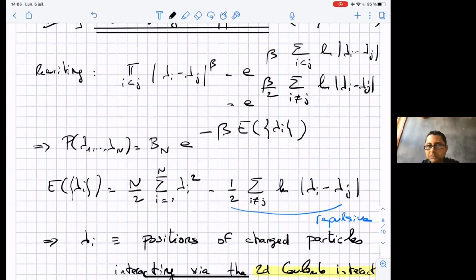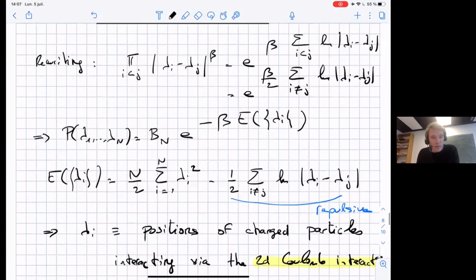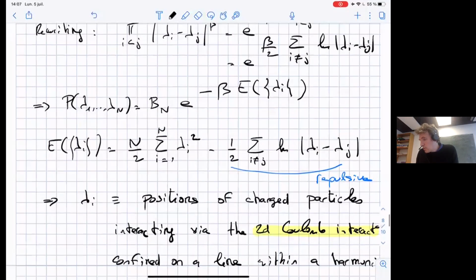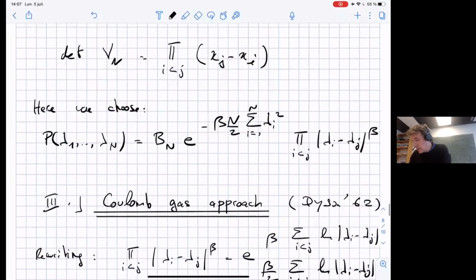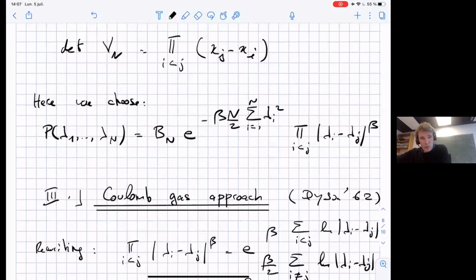There is this question, maybe it's interesting to answer it already. Raul says: I guess the form of P of lambda is for lambda i's that are not ordered. What is the form if they are ordered? Well, it is important to notice that the joint distribution is completely invariant under permutations of the lambda i's. So all the sectors that you can order in a prescribed way, called Weyl chambers, are all equivalent.